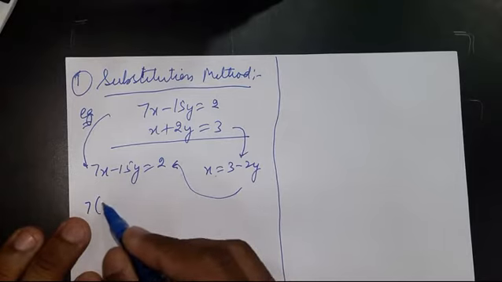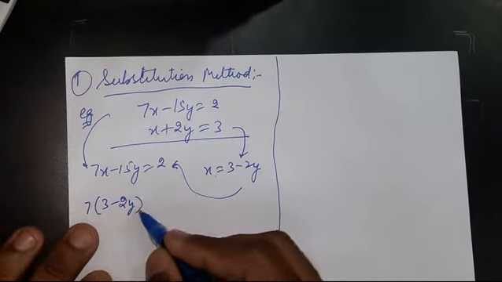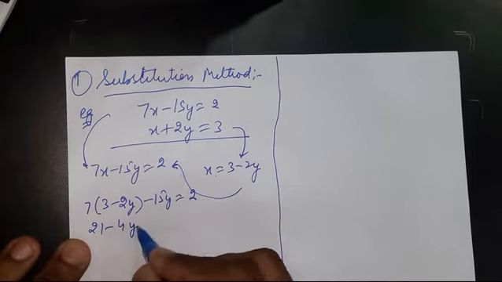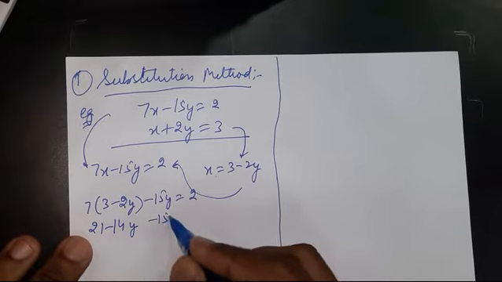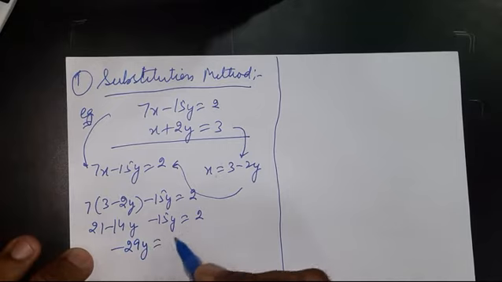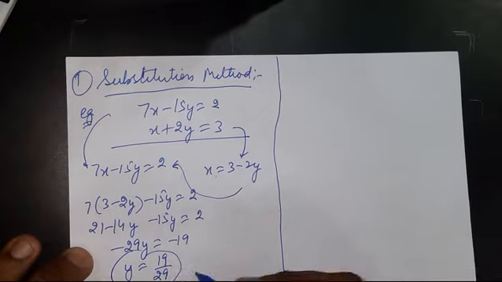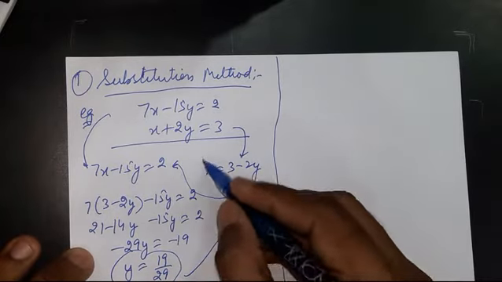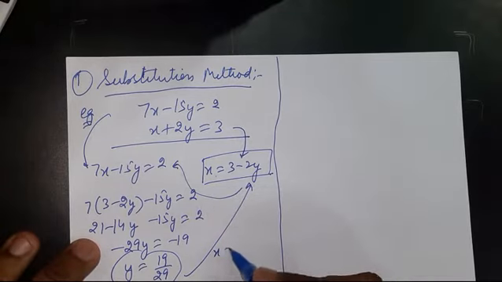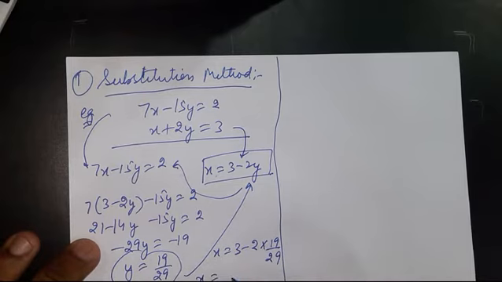So you will get 7 into 3 minus 2y, minus 15y is equal to 2. It comes out to be 21 minus 14y, sorry, minus 15y is equal to 2. Similarly, you will get minus 29y is equal to minus 19, and y is equal to 19 upon 29. Put this value of y in the equation that you got earlier for the value of x. So you will get x is equal to 3 minus 2 into 19 upon 29. That is x is equal to 49 upon 29.